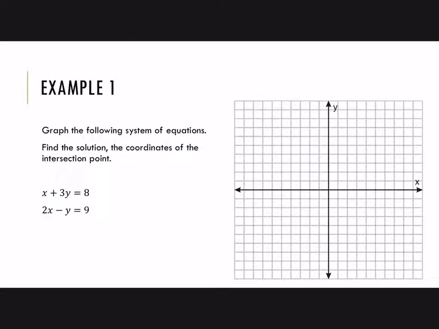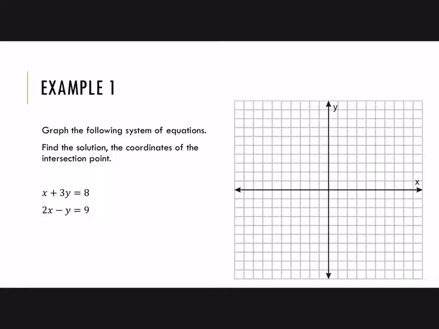Graph the following system of equations, find the solution, the coordinates of the intersection point. Alright, so we have two lines here. Each of these equations represents a line, and there's a chance that they're parallel, in which case there would be no point where they intersect, but in many cases the two lines will intersect, and if they do, it's going to happen exactly at one point. This is what we mean by the solution, where the two lines cross each other. If two lines were parallel, then we would say that there was no solution.